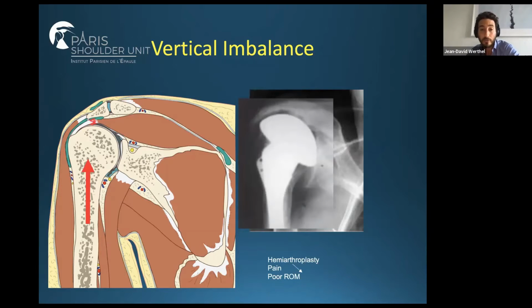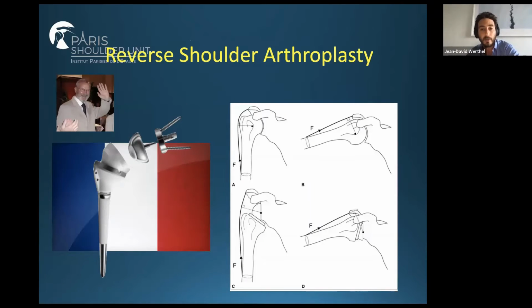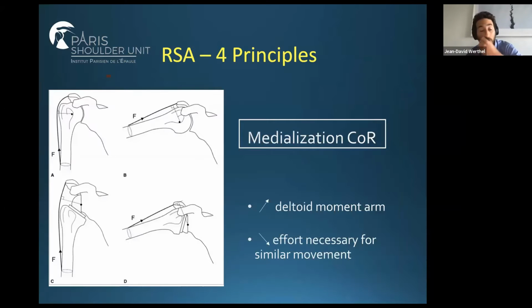So how can we treat these patients? Well, you all know now that in 1985, Paul Grammont had a brilliant idea. He had the idea to modify completely the anatomy of the joint and the biomechanics of the joint, especially of the glenohumeral joint, in order to restore function in a pseudo-paralytic shoulder. And so now you're going to understand very easily the principles that make this reverse shoulder arthroplasty work.